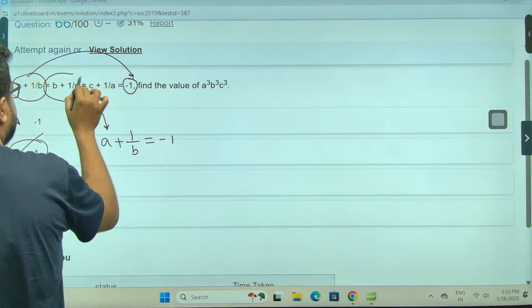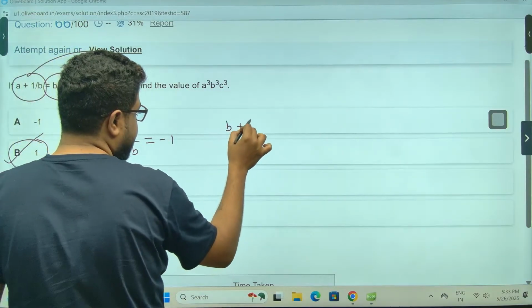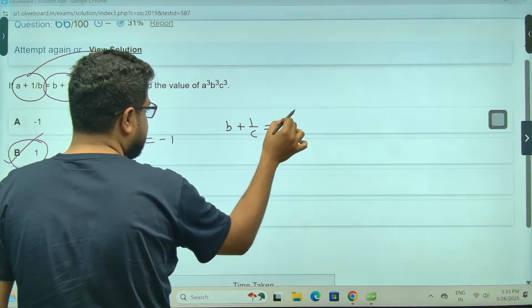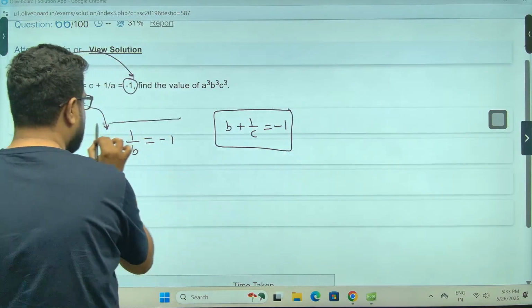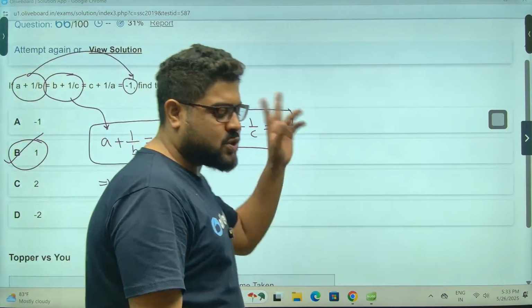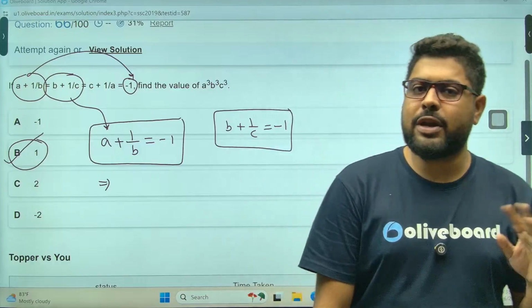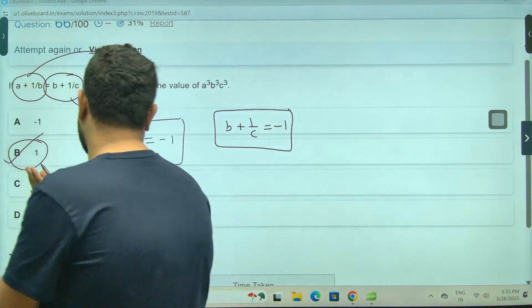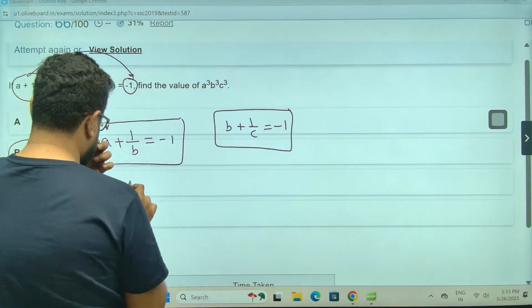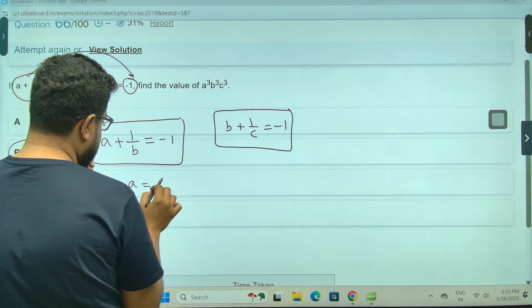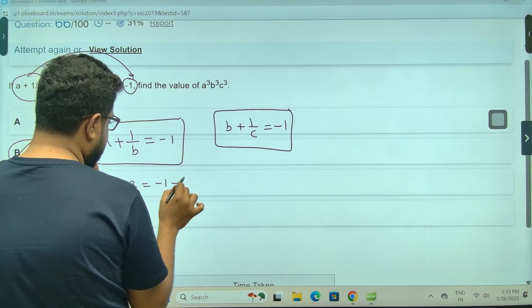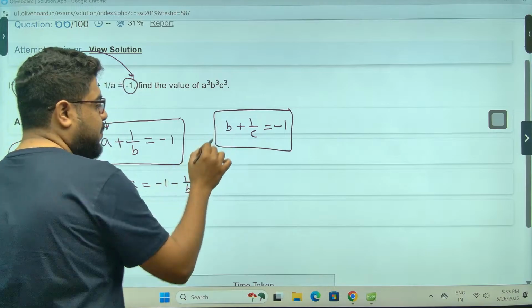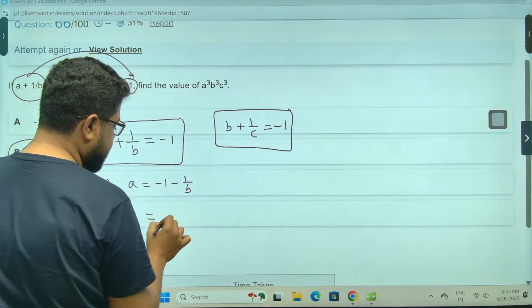And take B plus 1 by C. This is also -1. You see how the approach works. Do not do it randomly. What is common between them? B is common. So think about those lines. Let's try. A I can write as -1 by B.